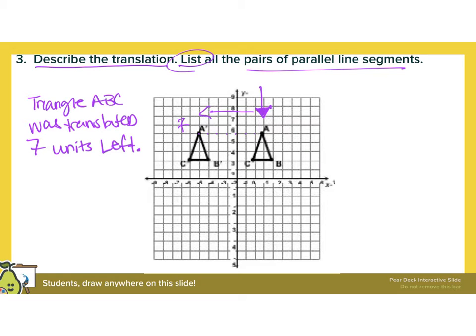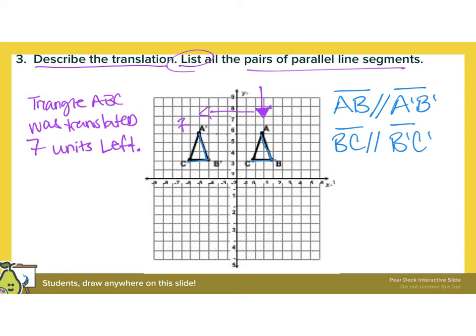Now, all of my parallel line segments, let's change to blue. And again, same letters makes things easy. So AB and A prime, B prime. Don't forget the line segment symbol. BC, parallel to B prime, C prime, and AC, parallel to A prime, C prime. And that's it.